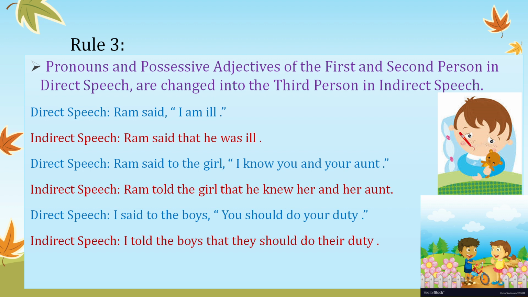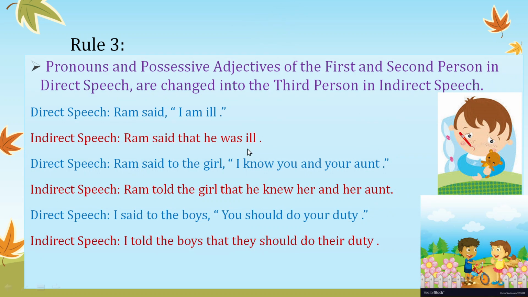Rule 3. Pronouns and possessive adjectives of the first and second person in the direct speech are changed into third person in indirect speech. Now we are talking about the pronouns and possessive adjectives of the reported speech that will be changed into third person in indirect speech. Let's take an example. Ram said, "I am ill." When we convert it into indirect speech, remove the inverted commas, put the conjunction and make the changes accordingly in the reported speech. Ram said that he was ill.